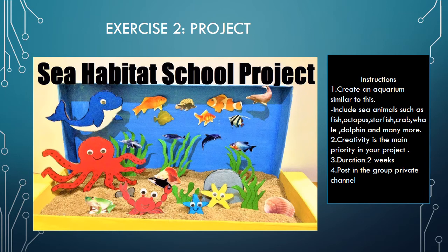Exercise 2 involves the Sea Habitat project. Look at the instruction. Create an aquarium similar to this. You may use boxes or cardboard to make an aquarium. Include sea animals such as fish, octopus, starfish, crab, whales, dolphin, and many more. You may get the pictures from the internet, or you may photocopy from the books, or you can get them from a magazine.